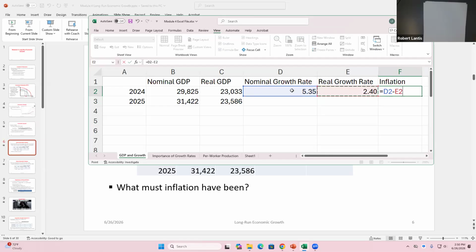Because nominal growth rate captures changes in prices and changes in output. Real growth rate is only changes in output. The difference between the two must have been inflation. Okay. Any questions on this idea before we keep moving here?